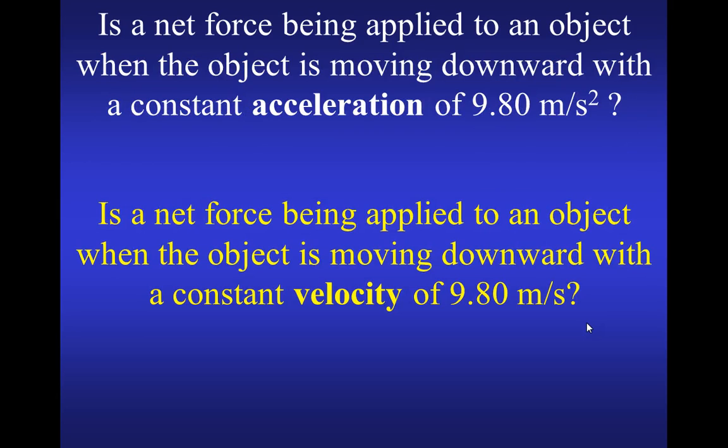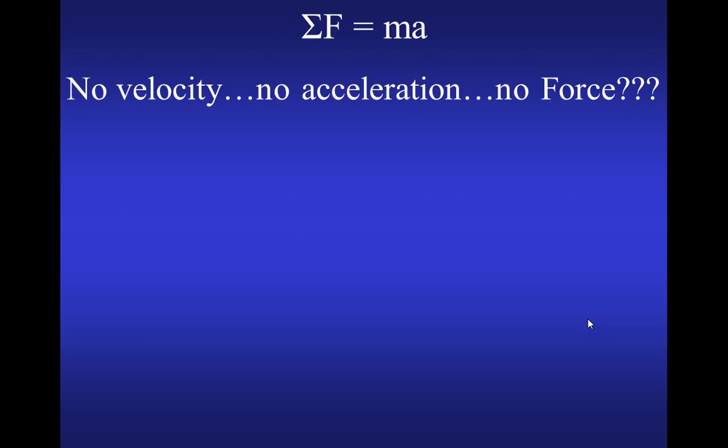Is a net force being applied to an object when the object is moving downward with a constant velocity of 9.8 meters per second? If an object has constant velocity, then the acceleration is 0, in which case there is no net force. The net force is 0 if something's moving with constant velocity, whatever the situation. Alright, so if there's no acceleration, there's no net force.